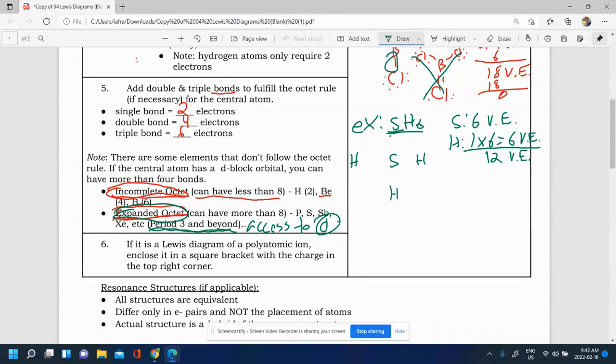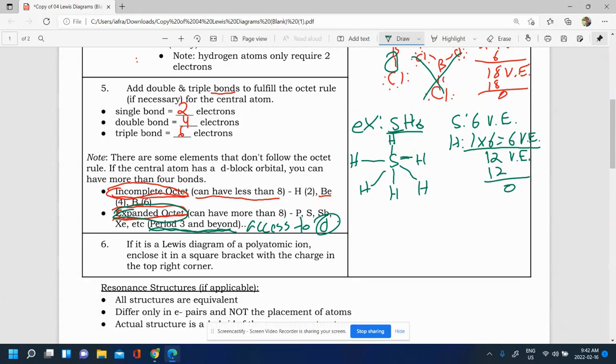So we always start off with the same basic steps. This is 6 hydrogens, 1, 2, 3, 4, 5, 6. We're going to connect them all to sulfur using single bonds. And once we've done that, since there's 6 single bonds, we've placed 12 electrons, there's 0 left to place. All the hydrogens are happy because they have 2 each.